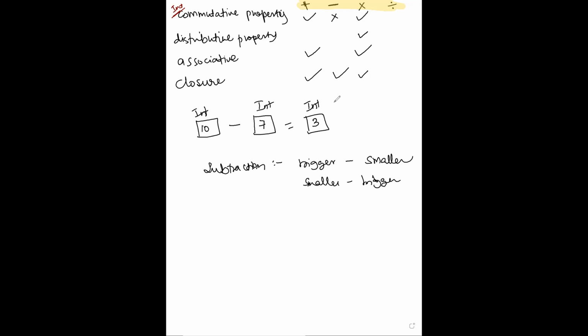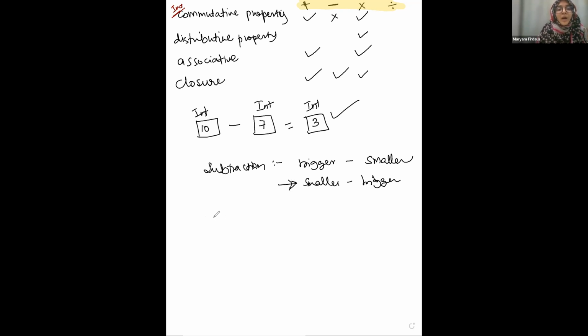3. Is it an integer? Yes. Okay, done. Now instead of 10 minus 3, let's do this one, smaller minus bigger.